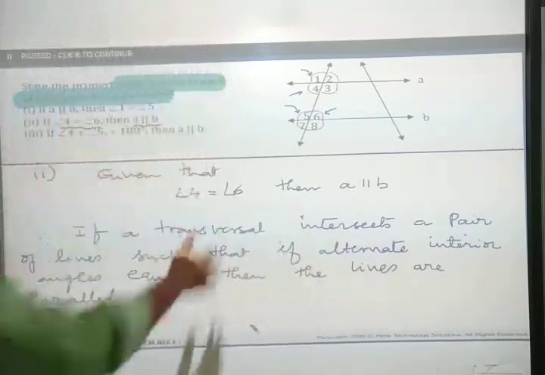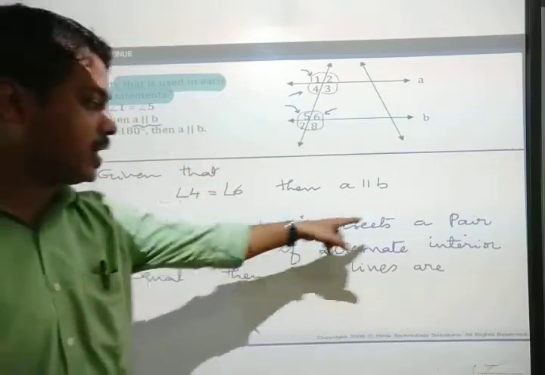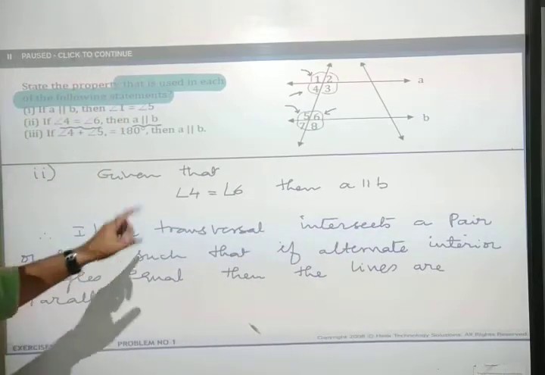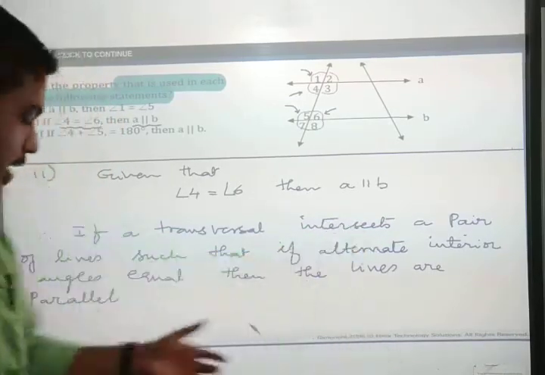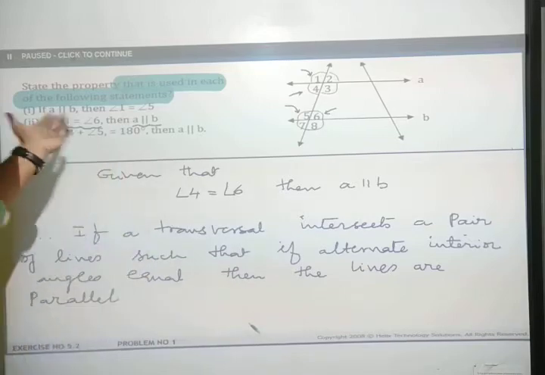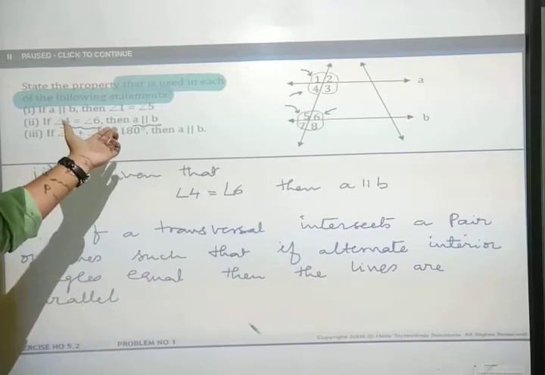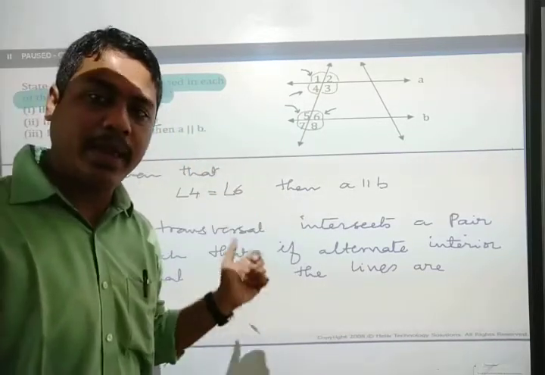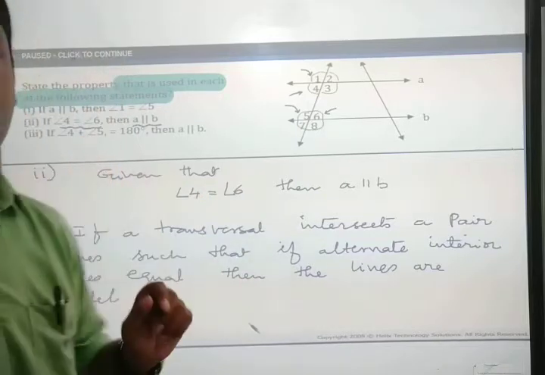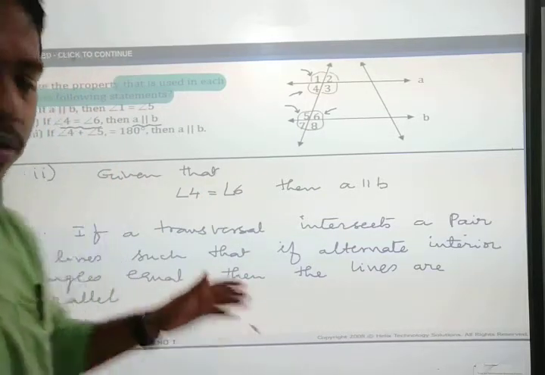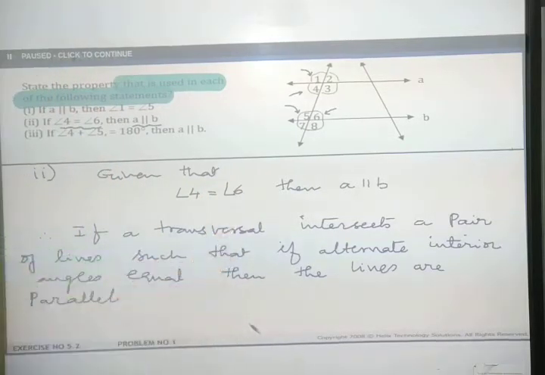So you can see here what I have written. If a transversal intersects a pair of lines such that the alternate interior angles are equal, because it is already given that angle 4 is equal to angle 6, then the lines will be parallel. That means A will be parallel to B. So we have to write these lines in your copy. Then we go to question number 3.